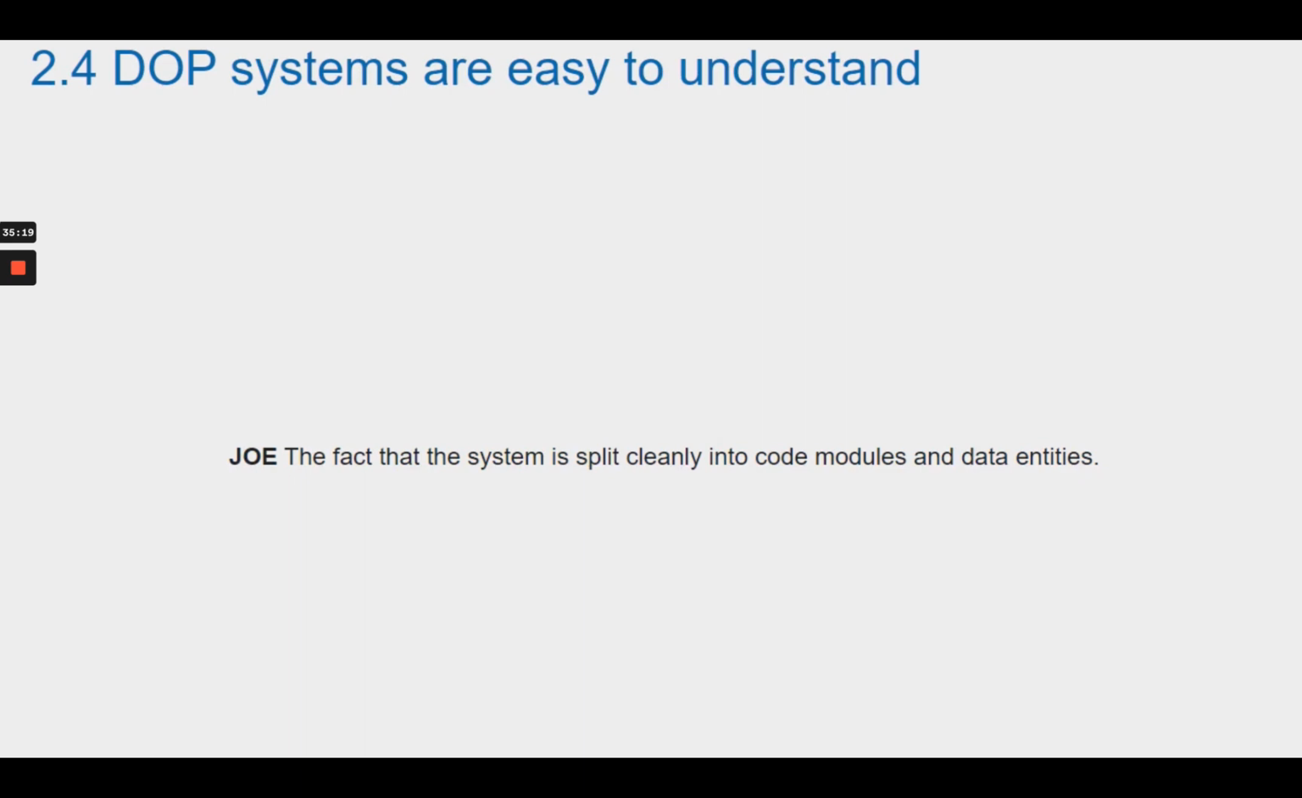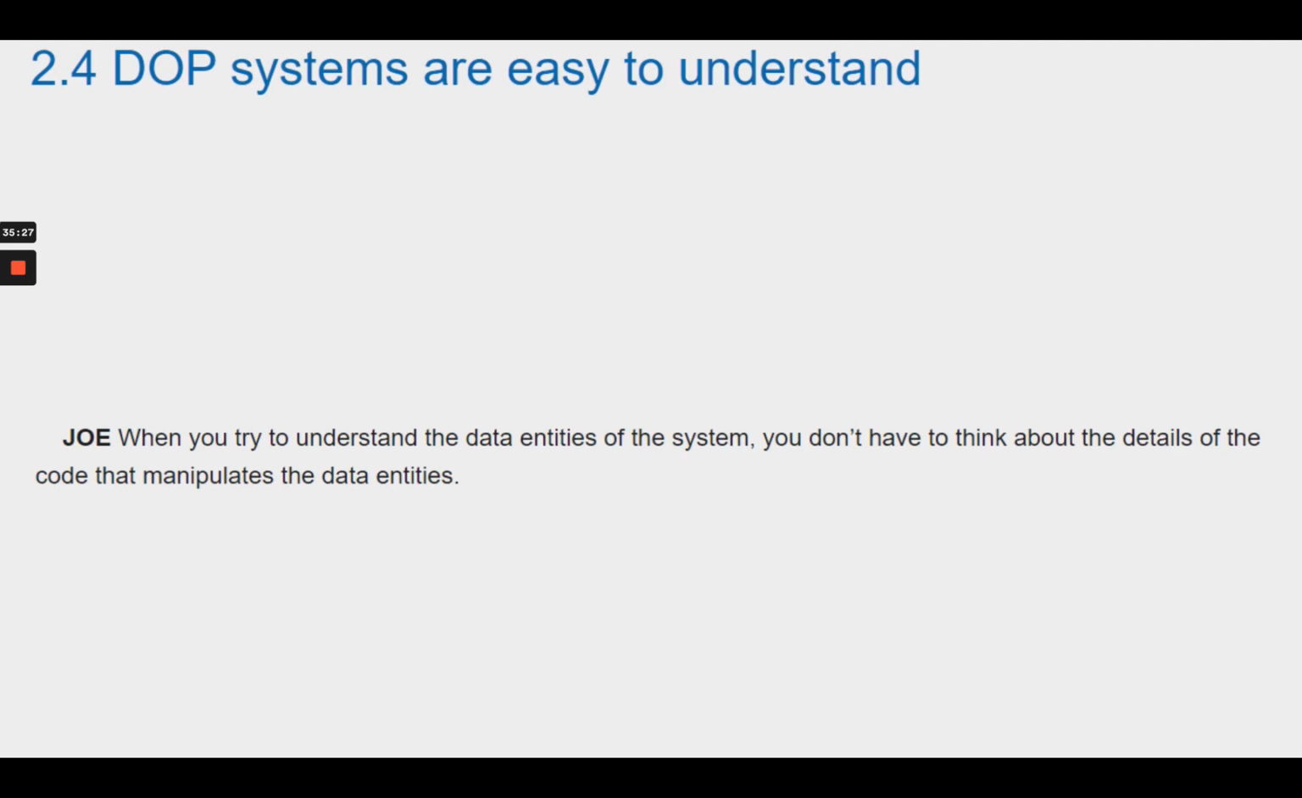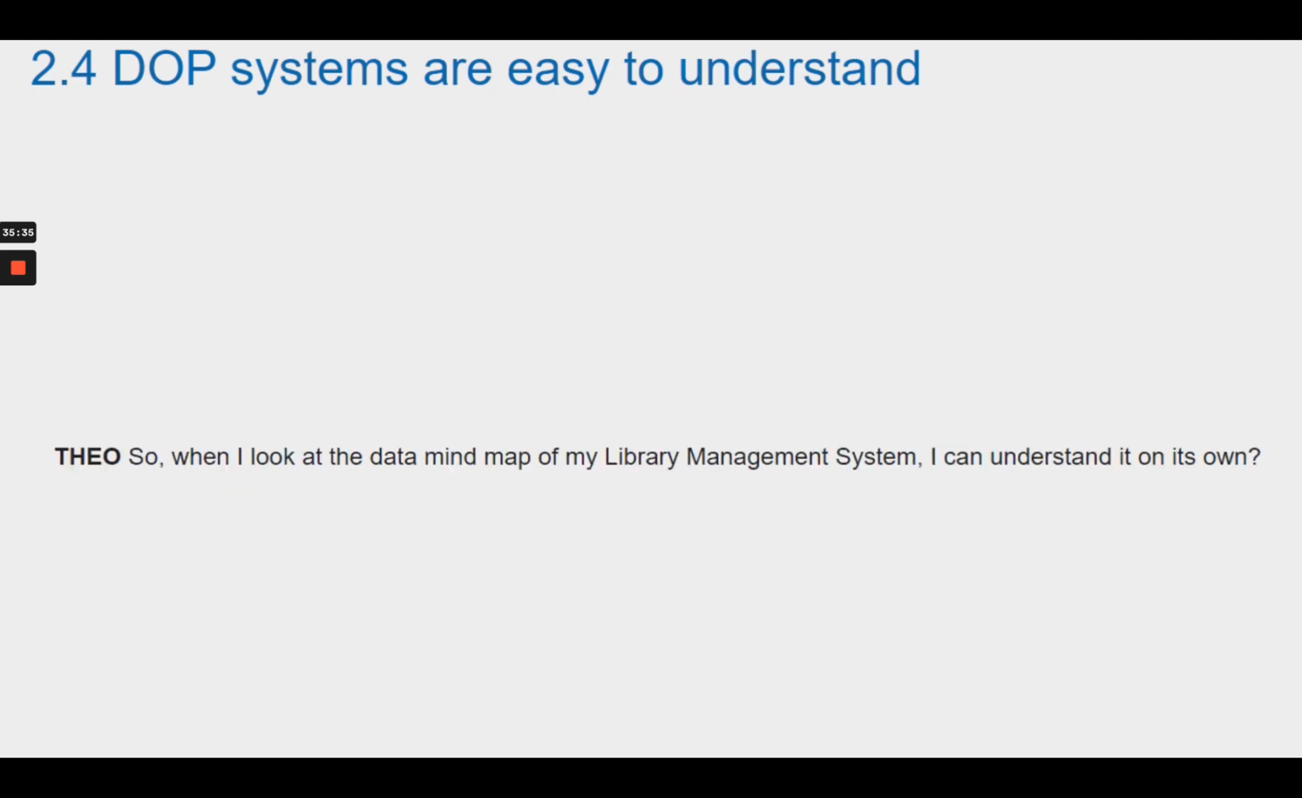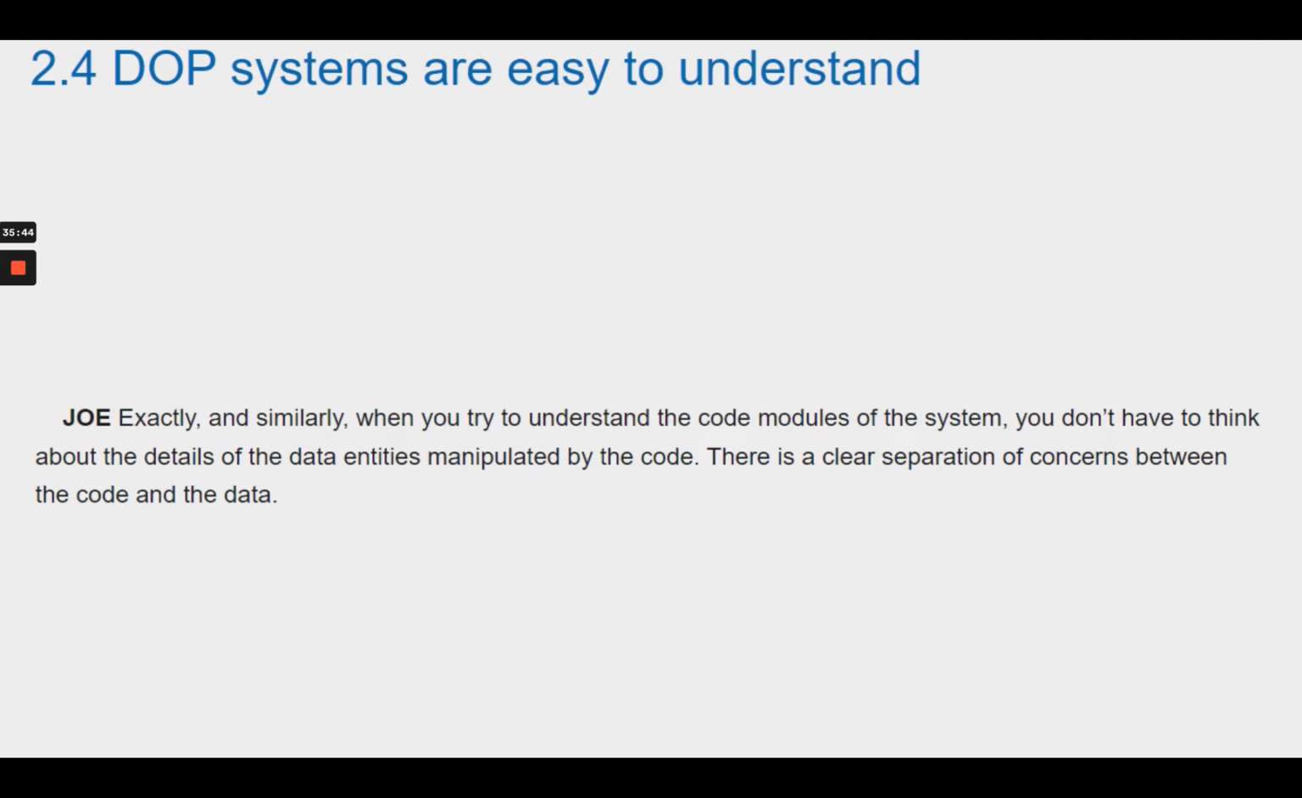Joe: "The fact that the system is split cleanly into code modules and data entities." Theo: "How does that help?" Joe: "When you try to understand the data entities of the system, you don't have to think about the details of the code that manipulates the data entities." Theo: "So when I look at the data mind map of my library management system, I can understand it on its own?" Joe: "Exactly. And similarly, when you try to understand the code modules of the system, you don't have to think about the details of the data entities manipulated by the code. There is a clear separation of concerns between the code and the data."